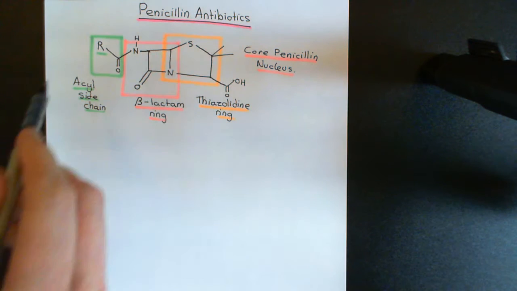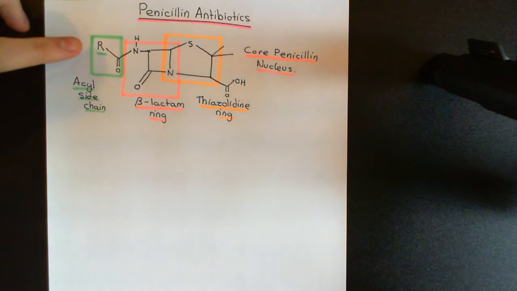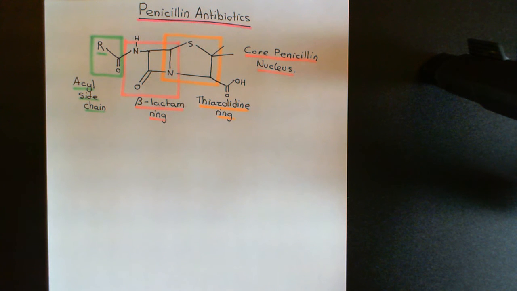Now, it's this core penicillin nucleus that actually has its antibacterial effect. This portion just alters the properties of it, for instance, the pharmacokinetics of the drug. This is the portion that actually is going to inhibit a certain enzyme and lead to the death of the bacteria. Right, so there's the core penicillin structure. All the penicillin antibiotics look like this. What differs between the different examples of penicillin antibiotics, which we'll come on to later, is what you actually have in this R position here, what the acyl side chain of the penicillin actually is.